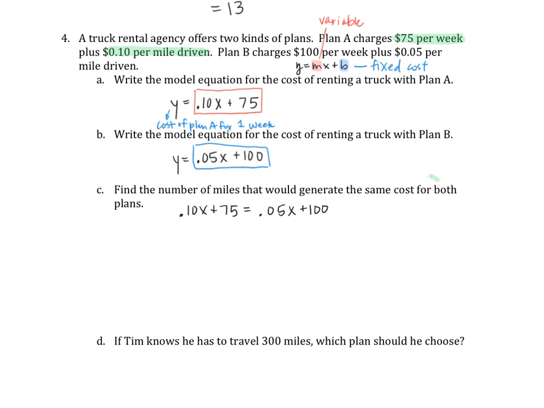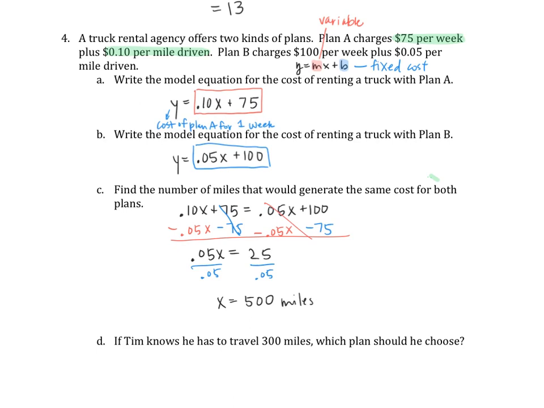To solve this, we want to move our x's to one side and the constants to the other. So I'm going to subtract the 0.05x from both sides, and also subtract the 75, moving my x's to the left and my constants to the right. This gives me 0.05x is equal to 25. Now we just need to finish by dividing. 25 divided by 0.05 is equal to 500, so x equals 500. If they drive 500 miles, the plans are the same cost, so it doesn't matter which plan you choose.